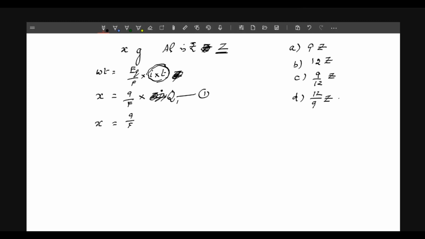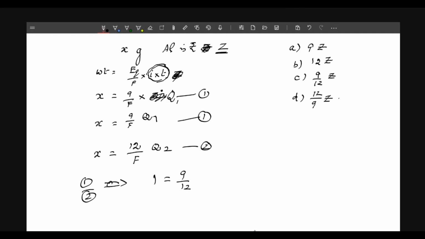Then 9 by F into Q1. The next one is magnesium. For magnesium, we have to write down the second equation for the same amount, X gram. What is the equivalent weight? 12 by Faraday F, and Q2 is the quantity of electricity that is required. We are going to calculate Q2. Therefore, we now divide one equation by another, equation 1 by 2. You will get X by X, giving 1, is equal to 9 by 12 into Q1 by Q2.